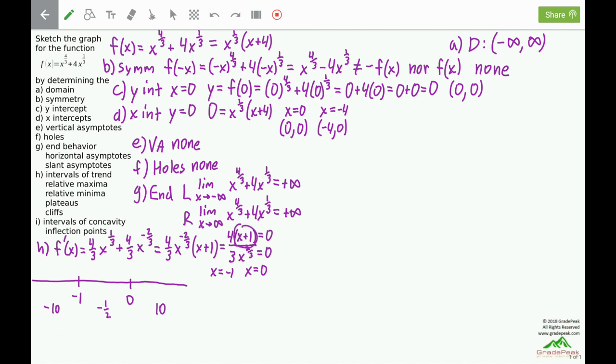Plugging the negative 10 in, negative 10 plus 1 is a negative. We have a negative first derivative. This corresponds to a decreasing trend. Plugging the negative 1/2 into the portion of the first derivative that matters, negative 1/2 plus 1 is a positive. We have a positive first derivative. This corresponds to an increasing trend. Plugging the 10 into the portion of the first derivative that matters, 10 plus 1 is positive. We have a positive first derivative, and this corresponds to an increasing trend.